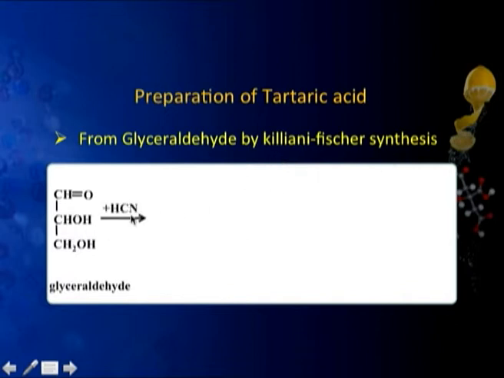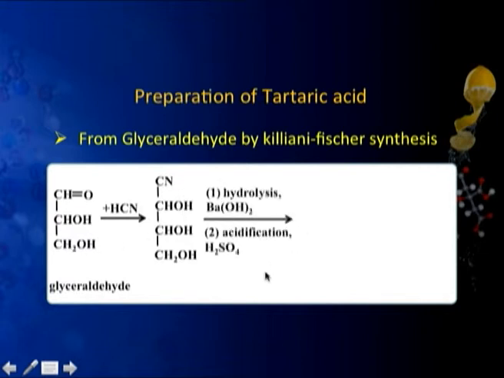First step involves the addition of HCN to this aldehyde and we get cyanohydrin. This is the cyanohydrin from glyceraldehyde. Now, if this cyano group is hydrolyzed, first it is hydrolyzed in alkaline medium using barium hydroxide followed by acidification, we will get this compound.